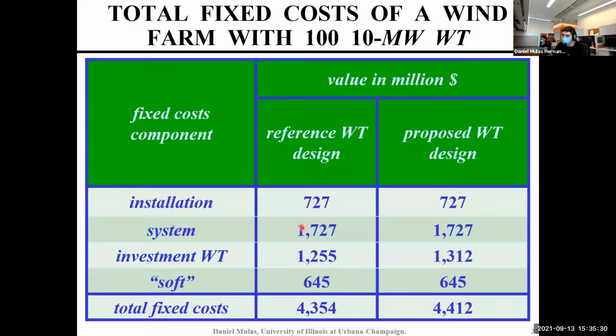Here, there's an example of the fixed cost components. What we observe is what I was already saying. The only difference is in the investment wind turbine costs, where we see that the proposed design is going to be a little bit more expensive. And this is the case of the fixed cost of a wind farm with 110 megawatt wind turbines.